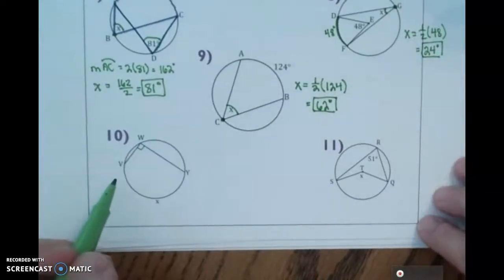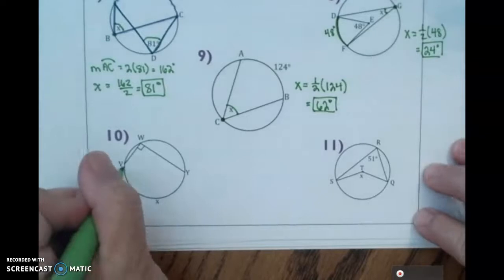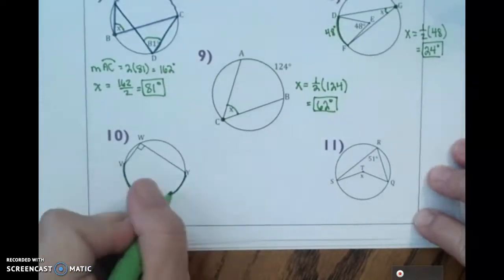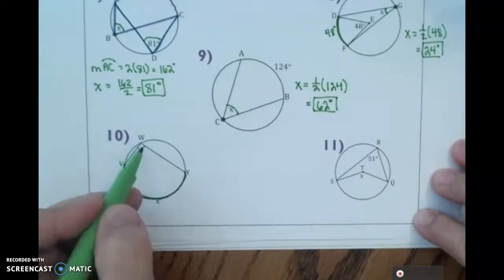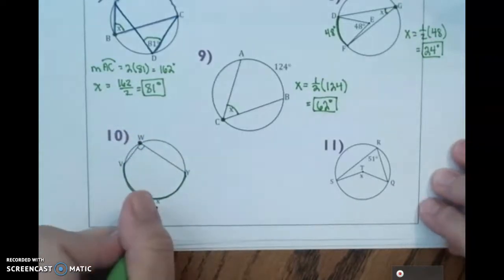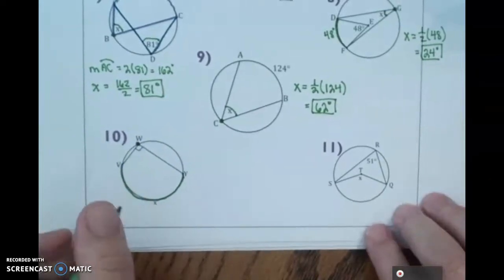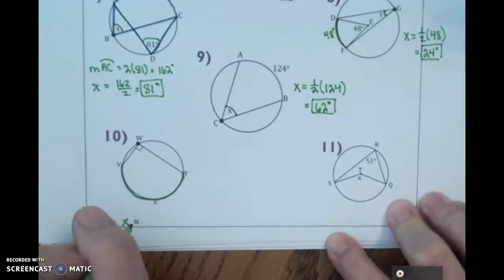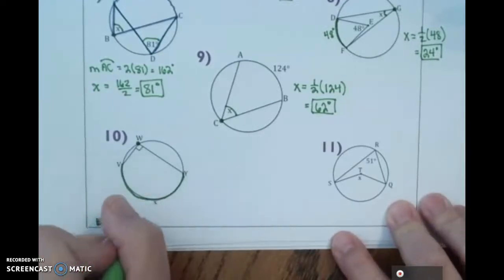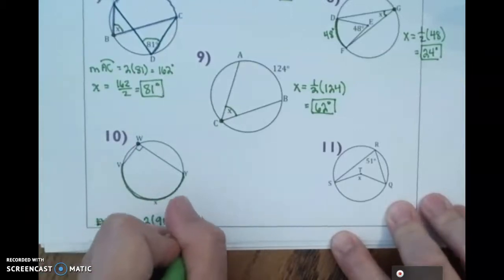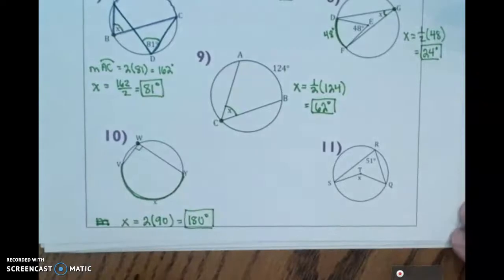Number 10, we're looking for this arc, because x is labeled on the arc. The angle across from the arc is inscribed. Its vertex is on the circle. So remember, to find the arc, x is equal to 2 times its angle. So 2 times, and we know that that box means 90 degrees. So the measure of that arc is 180 degrees.